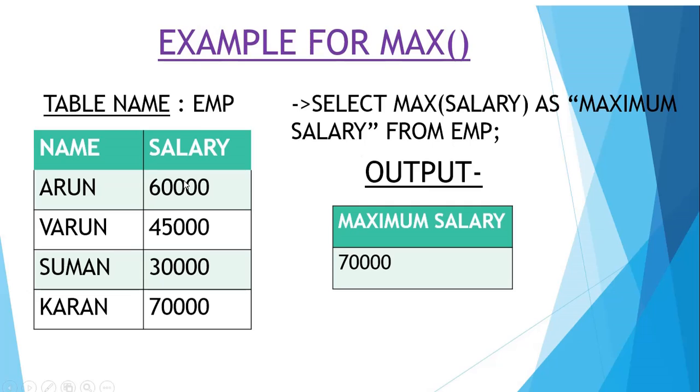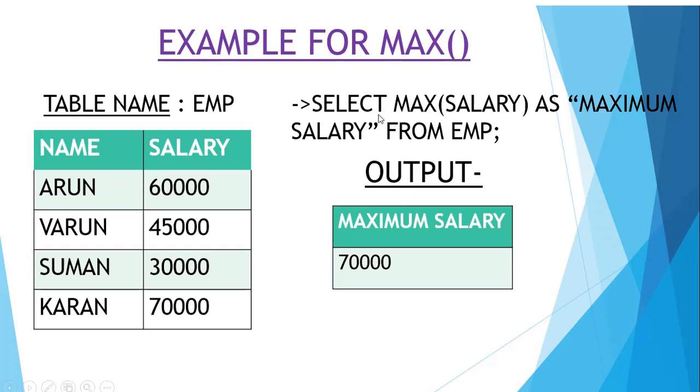Here we have a table named EMP and 2 columns, name and salary. We have 4 rows in each, with the names and respective salaries. The code is select max salary as maximum salary from EMP. So select max salary: salary is the column name, and we are using as, which is an alias, and maximum salary gives the alias name, from table name EMP.